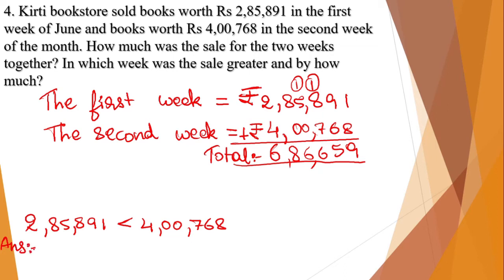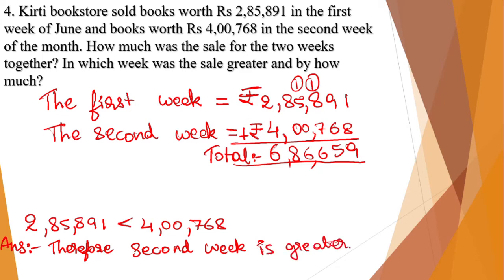Now we can say that therefore second week is greater than the first one. Right. So the second week is greater than the first week. Because in the second week we have 4,768, which is greater than the first week, which is 2,85,891.